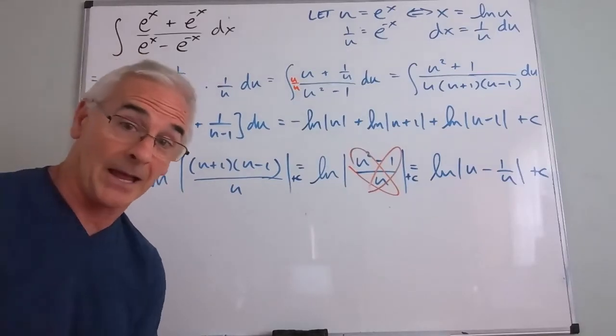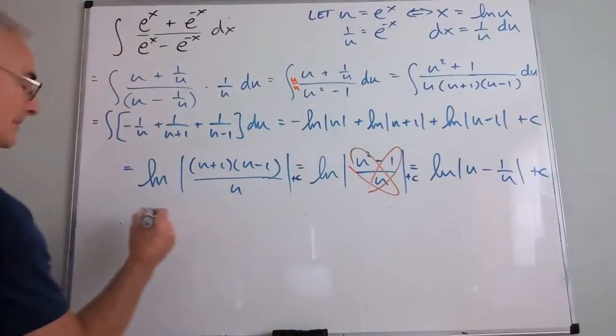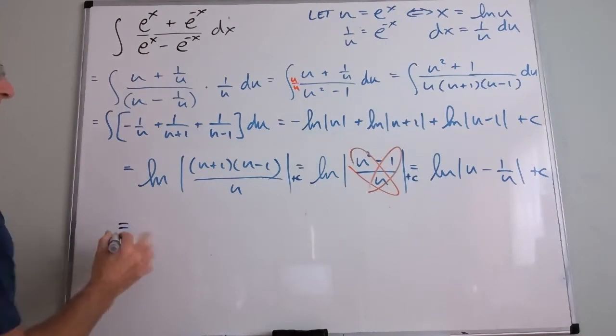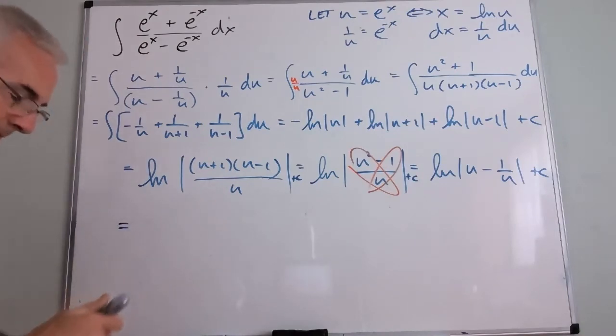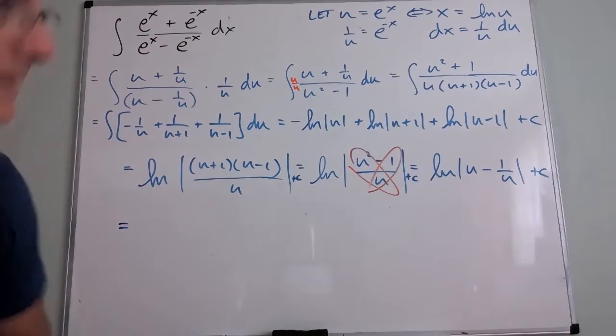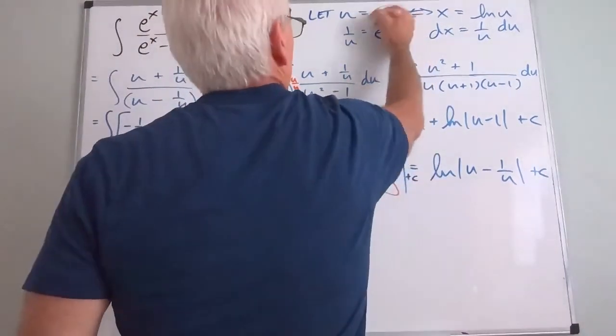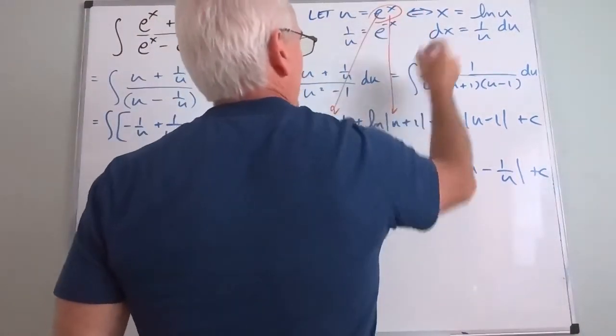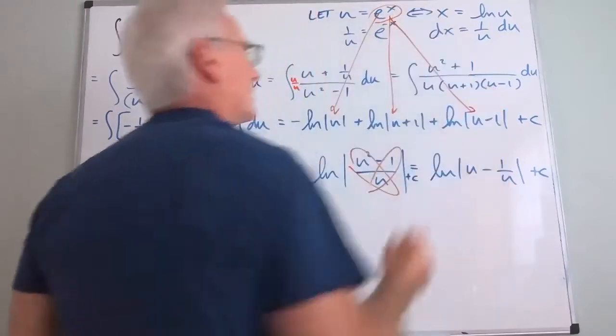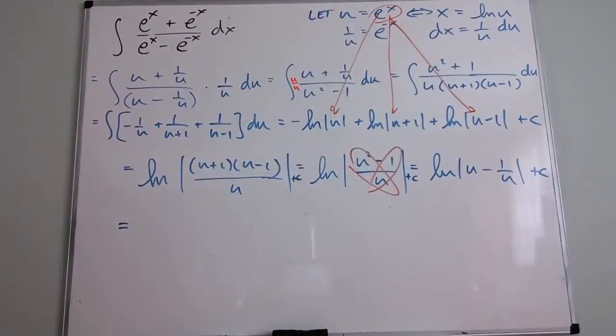We still have to sub back. If we converted with the negative natural log of u plus natural log of u plus 1 and natural log of u minus 1 plus c, and we stopped there, that would be partial credit. Oh yeah. You haven't said anything wrong. We just didn't complete the problem.